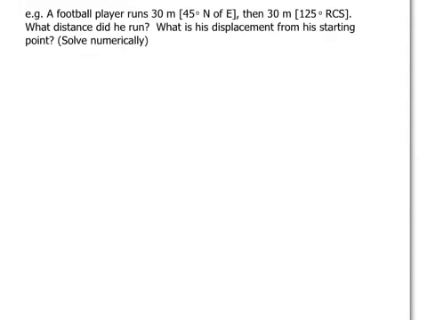Well, the first part is simple because distance is a scalar quantity, and all we need to do is add the two numbers together. So 30 meters plus 30 meters. Because it's a scalar quantity, we do not take into account the angles. So the distance that he runs is 60 meters.